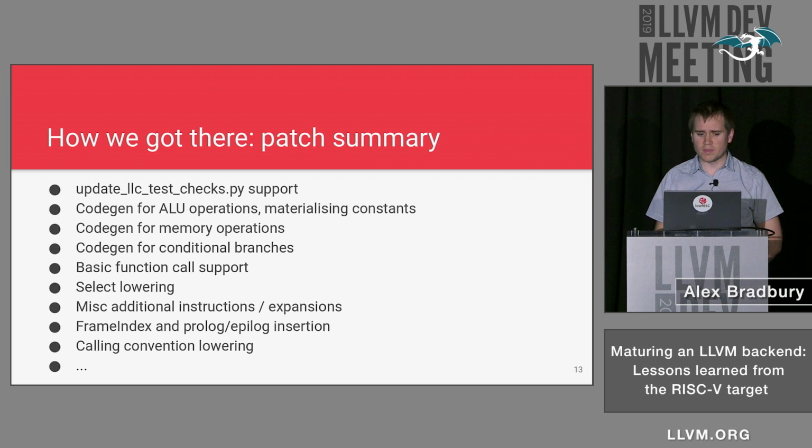Started off implementing just a few basic ALU operations, materializing constants, so you get basic trivial IR inputs working, fleshed that out with memory operations, conditional branches. The slightly ugly thing about this was that in those early stages, the function prologue and epilogue insertion isn't yet implemented. The ABI isn't yet compliant with the RISC-V spec, so it's not actually executable, but you can demonstrate that the expected assembly instructions are being selected.